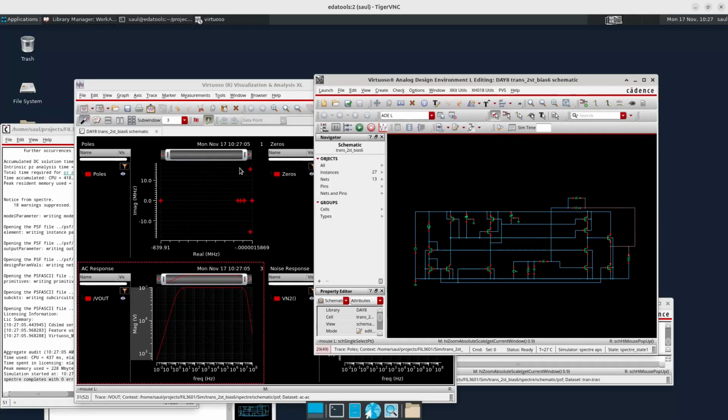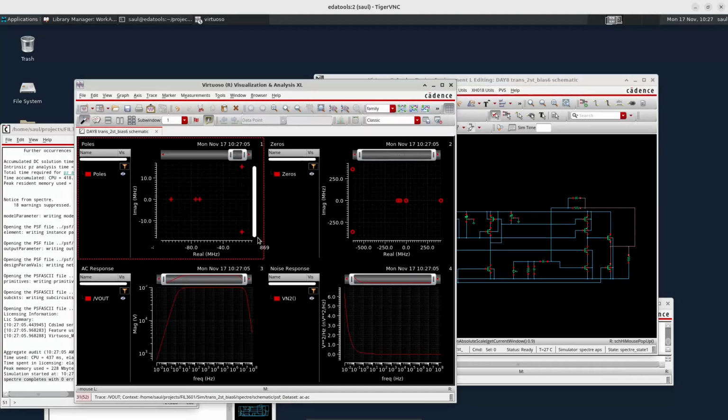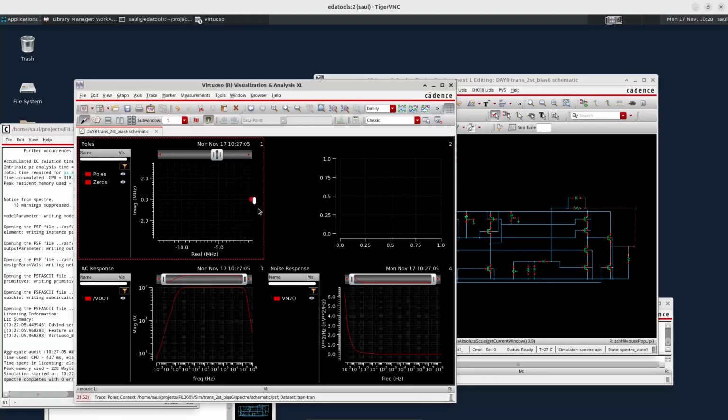Let's take a look at the position of the poles and zeros, and see that the poles and zeros here are located in Butterworth positions. So the amplifier is completely stable. We can move the zeros here. We see that this one that we look at here is a pole and zero that are superimposed, so they are canceling each other. And let's take a look at the noise now.